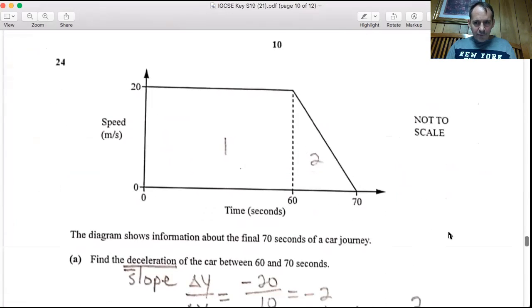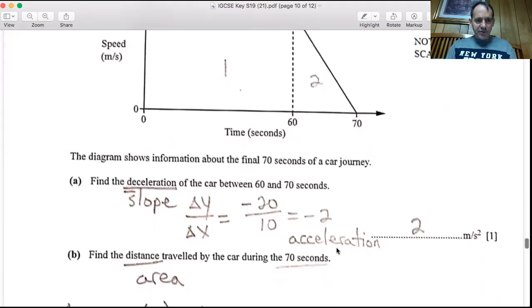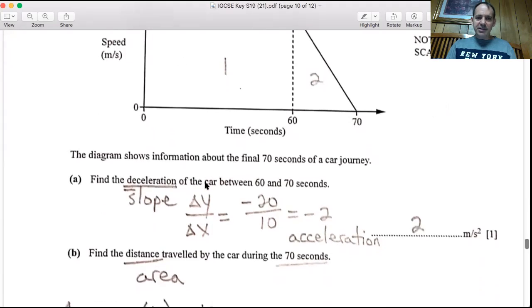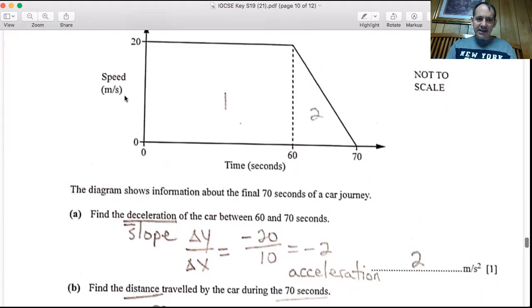Now, number 24 here, we have a speed time graph. The diagram shows information about the final 70 seconds of a car journey. First of all, find the deceleration of the car between 60 and 70 seconds. Remember that in a speed time graph, acceleration and deceleration are the slope of the line. Since this slope is going down, that's why it's called deceleration.